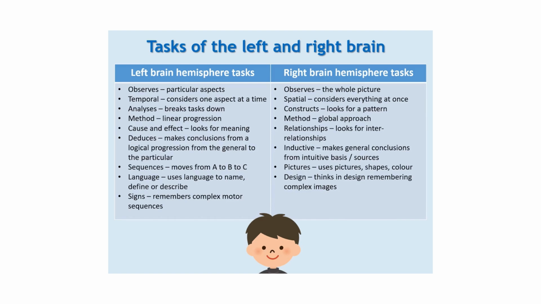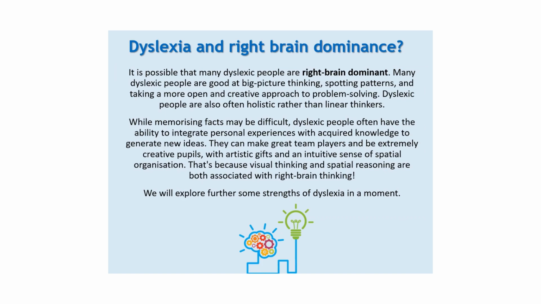Tasks of the left and right brain. Dyslexia and right brain dominance. It is possible that many dyslexic people are right brain dominant. Many dyslexic people are good at big picture thinking, spotting patterns, and taking a more open and creative approach to problem solving. Dyslexic people are also often holistic rather than linear thinkers.